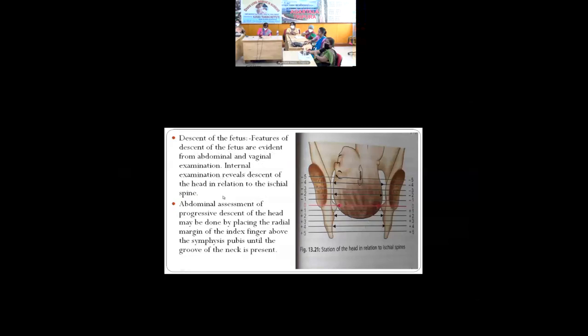Internal examination reveals the descent of the head in relation to the ischial spine. Abdominal assessment of the progressive descent of the head may be done by placing the radial margin of the index finger above the symphysis pubis until the groove of the neck is felt. On the vaginal side, you can also see the head distance from the perineum, and the scalp is visible. Crowning takes place, usually the head is born, then the shoulders and the baby's body follow with the next contraction, accompanied by a gush of amniotic fluid and sometimes blood.